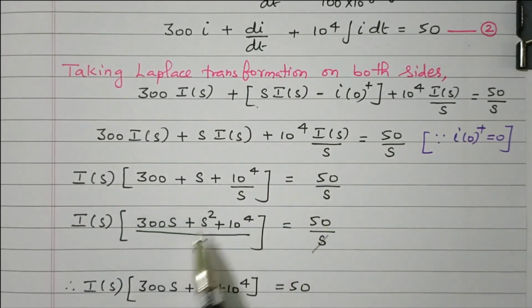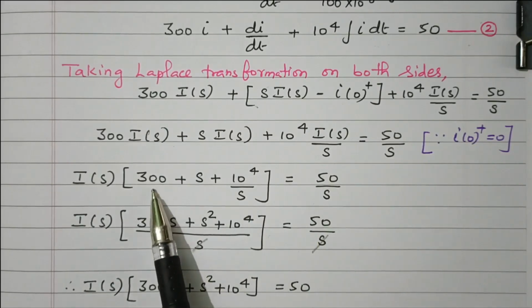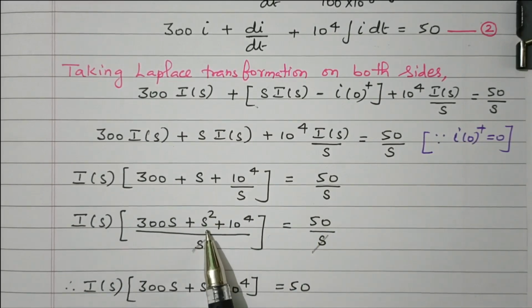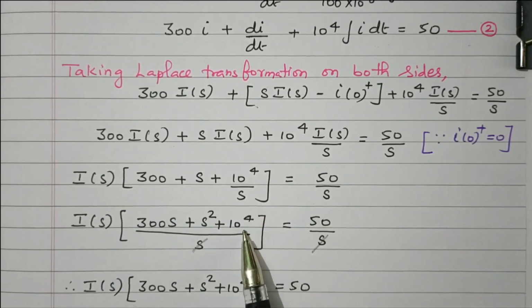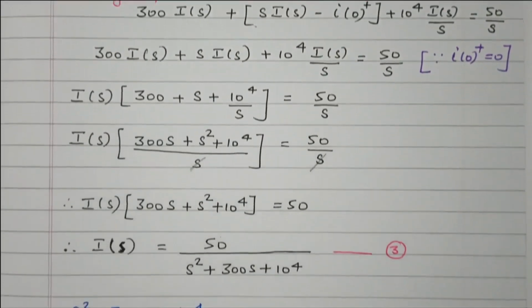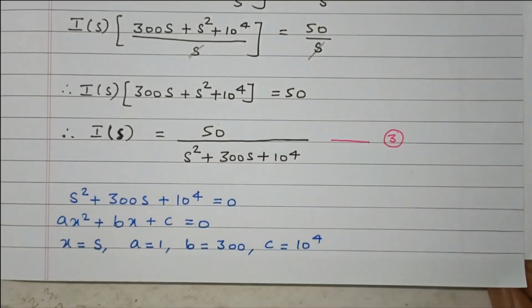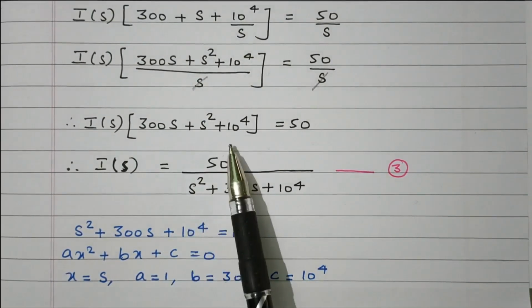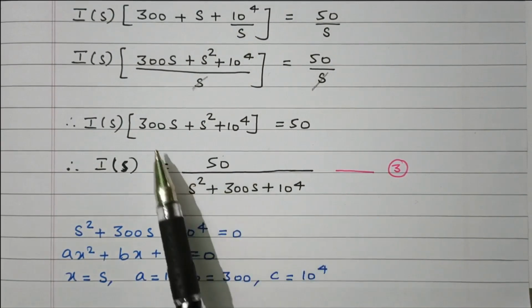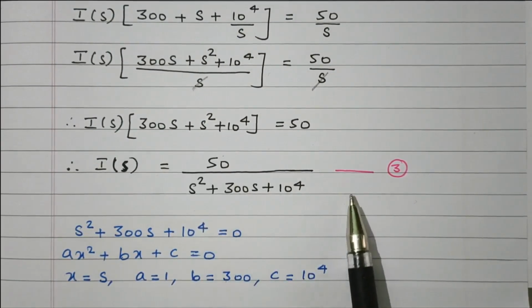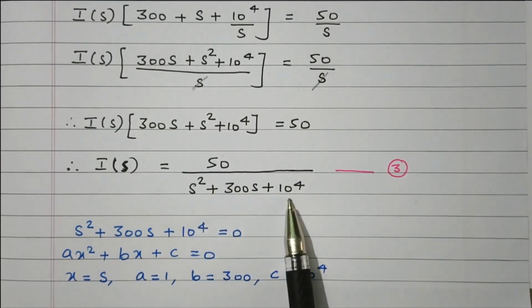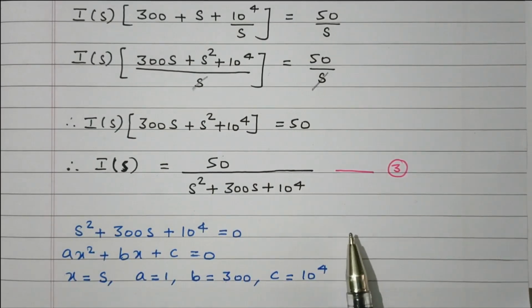I will take s commonly, the LCM. Here s is not available, so 300 s. Here also s is not available in the denominator, so s into s, s square. Here s is available, 10 to the power 4. So this s is cancelled on both sides. After cancellation, what we got? I of s times 300s plus s square plus 10 to the power 4 equal to 50. Bring this term to the denominator side, so we get I of s equal to 50 divided by s square plus 300s plus 10 to the power 4. We'll take this as equation number 3.